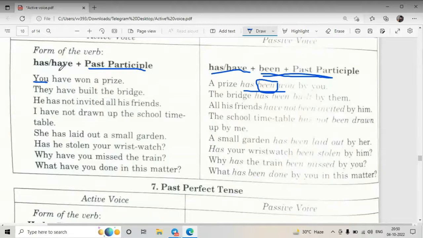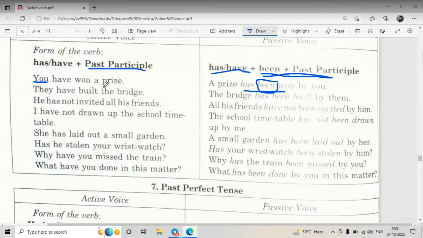Okay, and the next is: They have built the bridge. The bridge has been built by them. And the next is: He has not invited all his friends, and its formation will be: All his friends have not been invited by him. And the next will be: I have not drawn up the school timetable. The school timetable has not been drawn up by me.